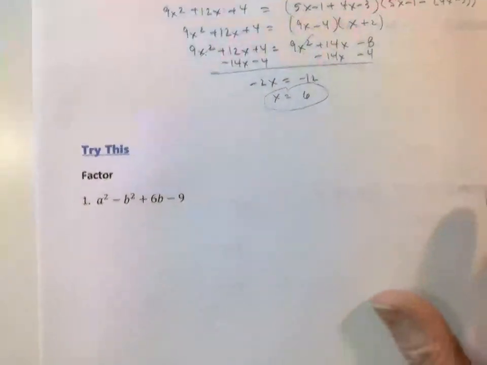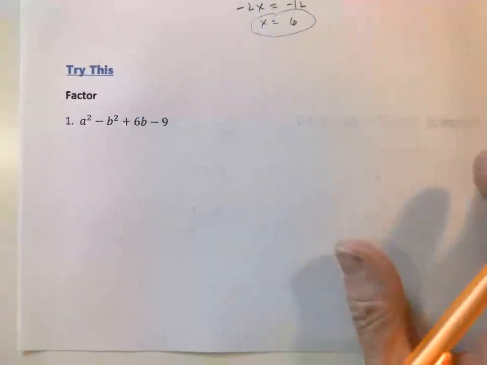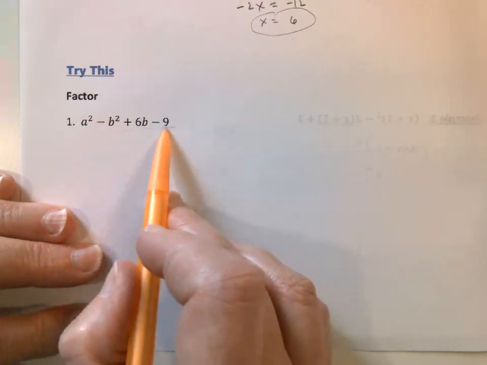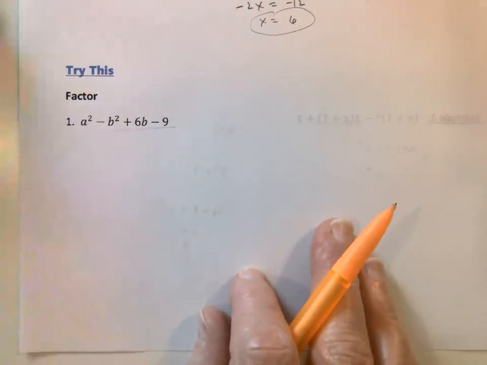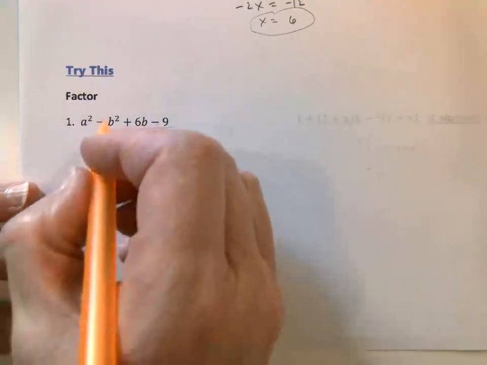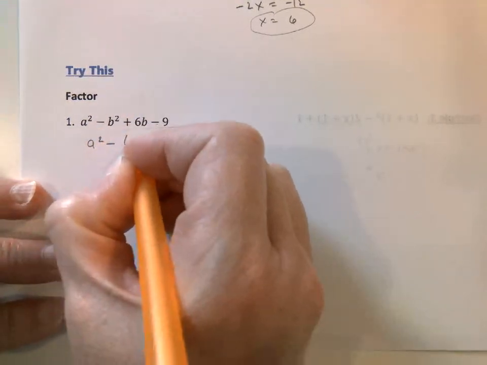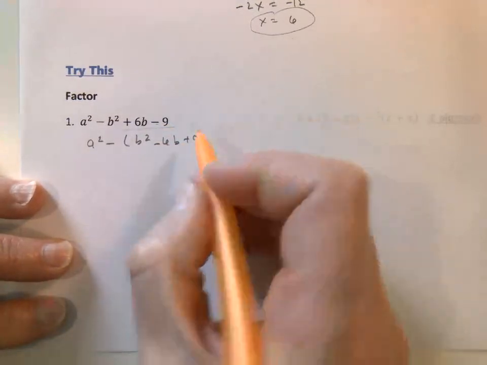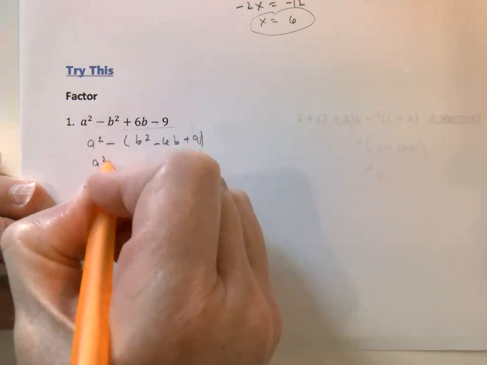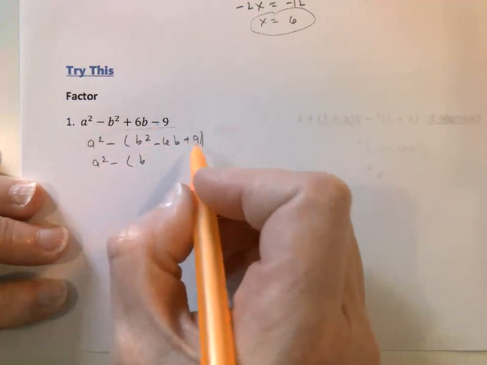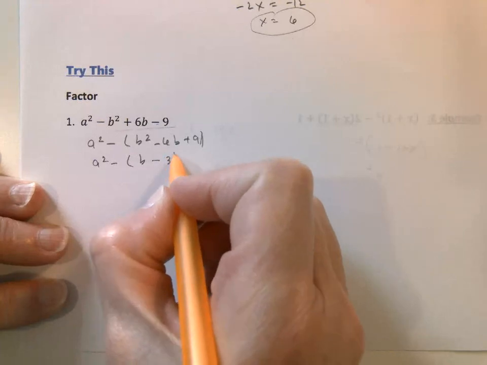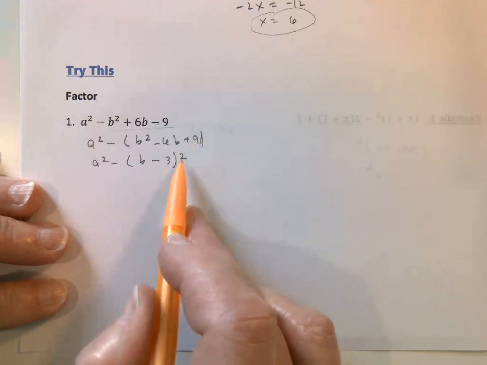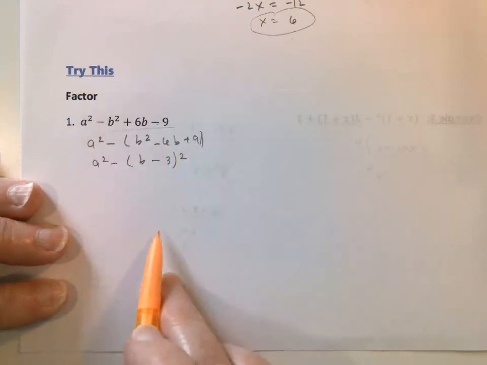All right, so our try this then is we're going to factor. And I notice that I have difference of two squares. I notice that this is possibly a perfect square trinomial, except this is negative. If I put it in parentheses, it's going to change the sign of each. Okay, so this now becomes a perfect square trinomial. So it would be b minus 3 squared. b squared, negative 3 squared is 9. b times negative 3 times 2 is negative 6b.